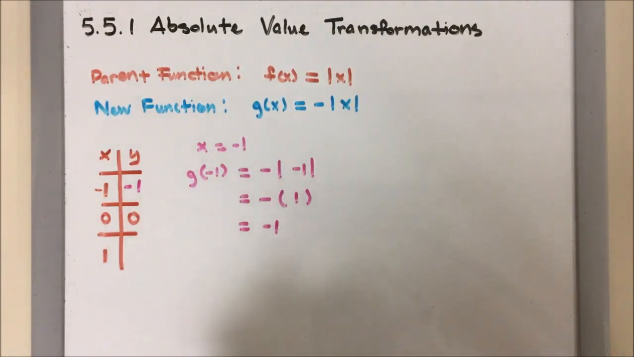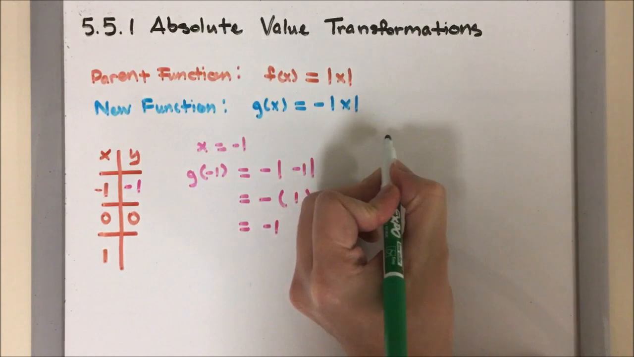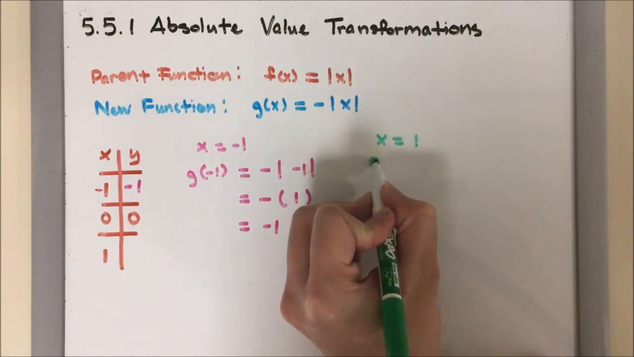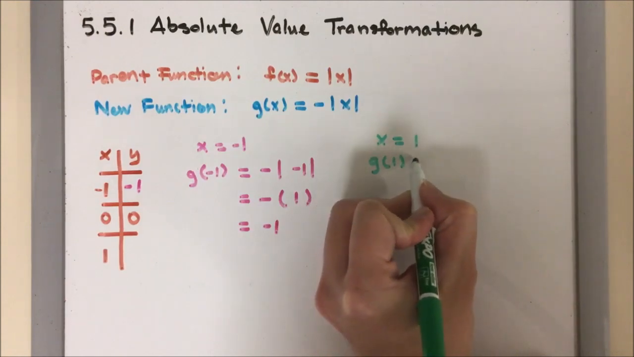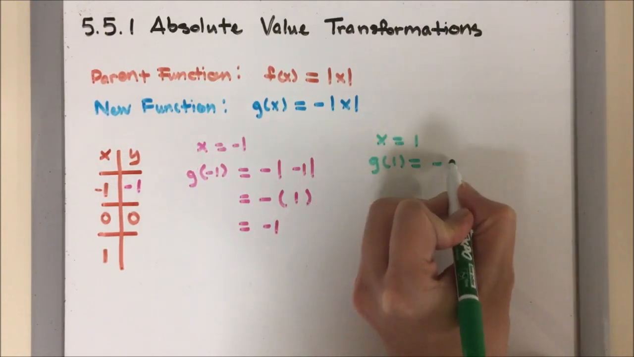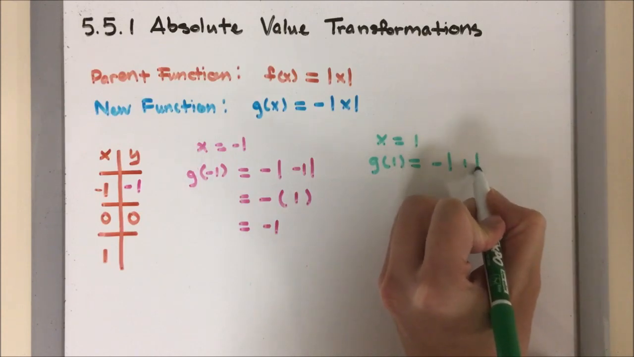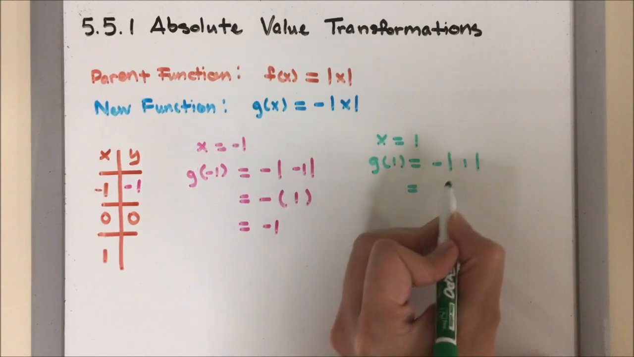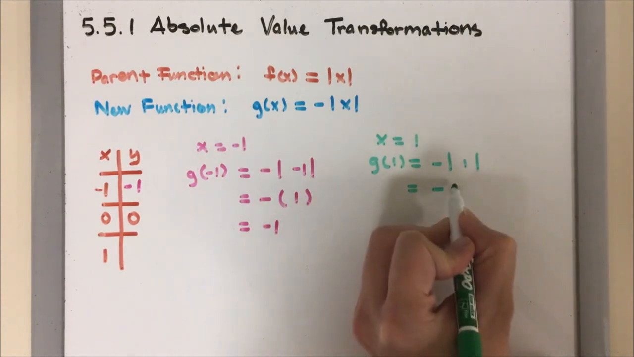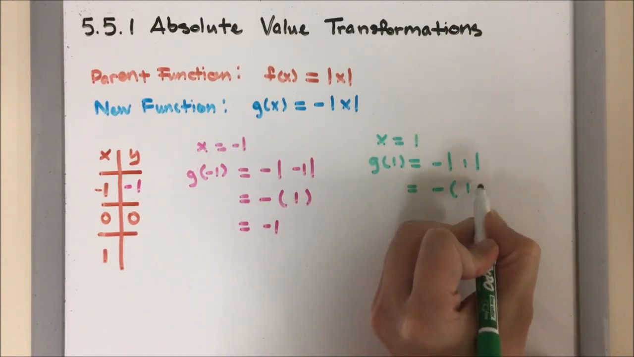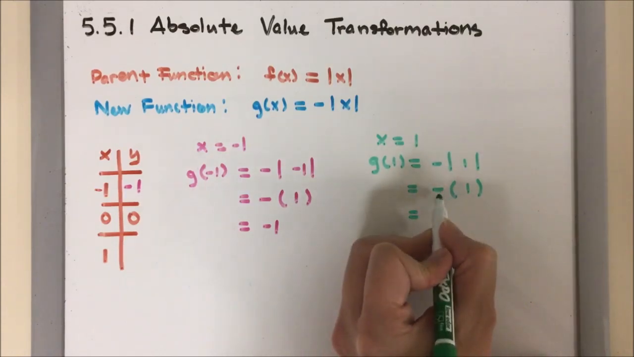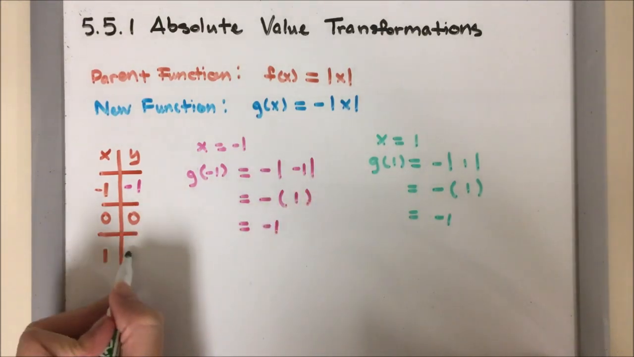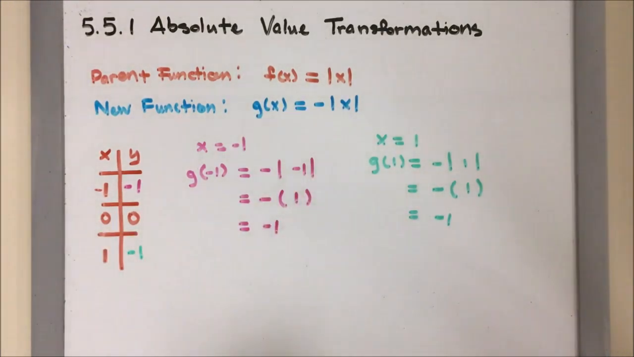Alright, let's work on the second x value. So x equals positive 1. So I'm plugging in positive 1 into x for the g function. So negative absolute value of positive 1. Again, the absolute value just makes the number inside become positive, but I still have the negative outside, so negative parenthesis positive 1. Next, I'm going to distribute the negative to the number inside, so it's going to be negative 1. So I have my coordinates right there.